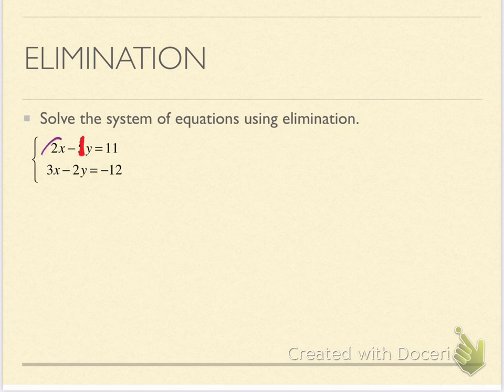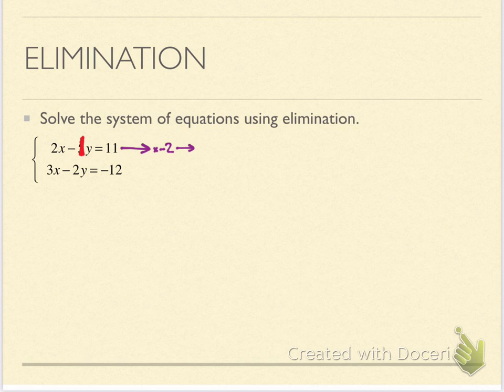If I wanted to eliminate the x's, I'd have to multiply the top equation probably by 3 and the bottom equation by negative 2 in order to turn this into a 6x and a negative 6x. But I'm going to eliminate the y's because I think it'll be easier. So I want the coefficients for the y's to be opposites. Right now the bottom one is a negative 2. I can turn the coefficient in this top equation to a positive 2 if I multiply by a negative 2. So I'm going to multiply this top equation by negative 2.